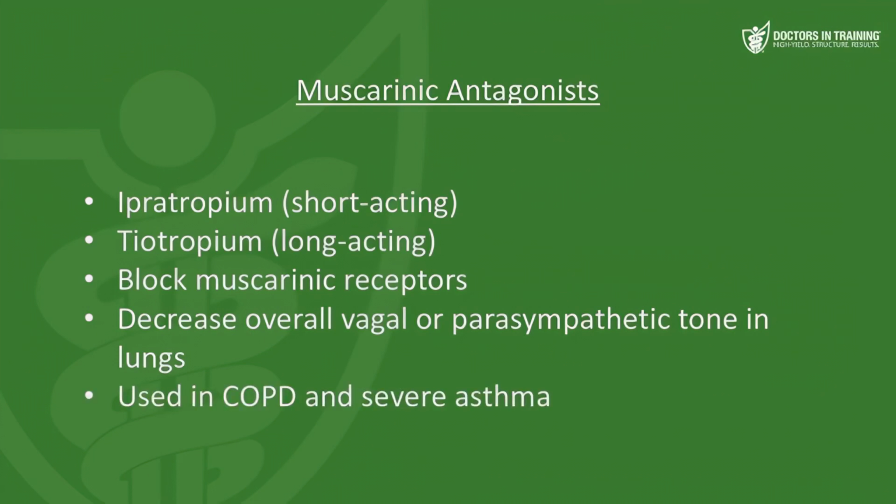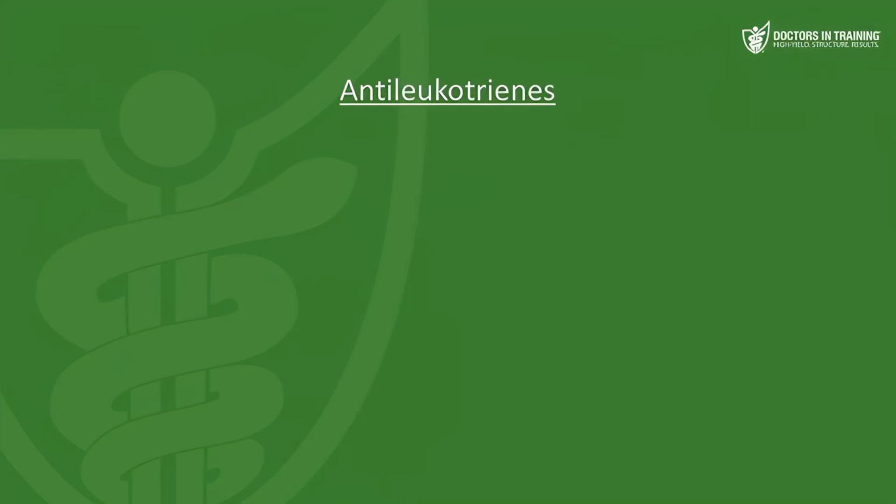They're mainly used in COPD patients, but in severe asthma, ipratropium can be used as an initial rescue, and tiotropium can be used for patients with severe asthma who need long-acting components, and it hopefully will help them. Let's go over the anti-leukotrienes.